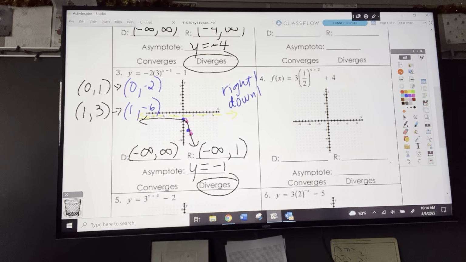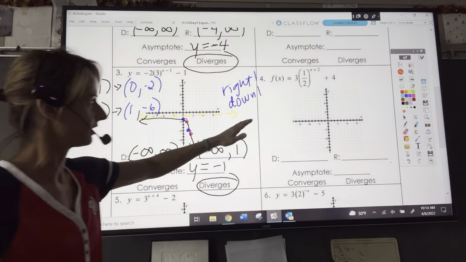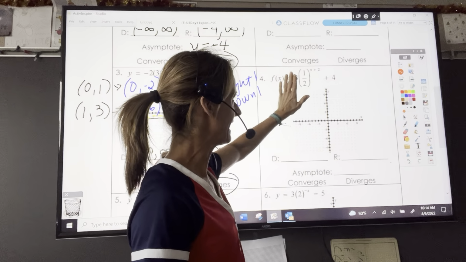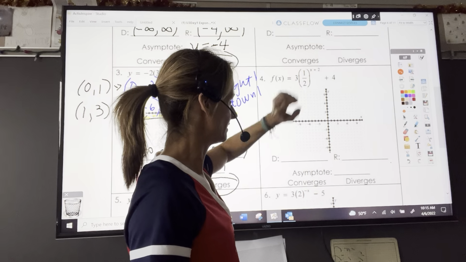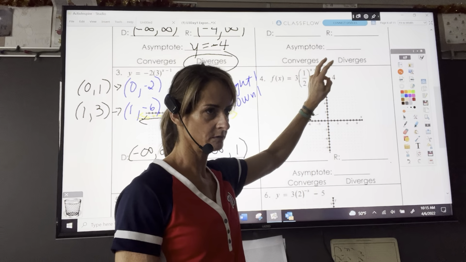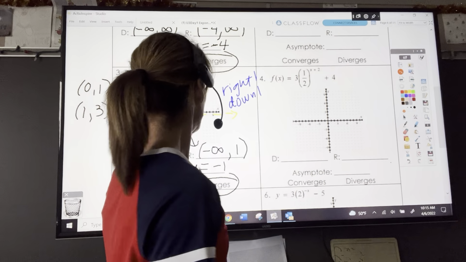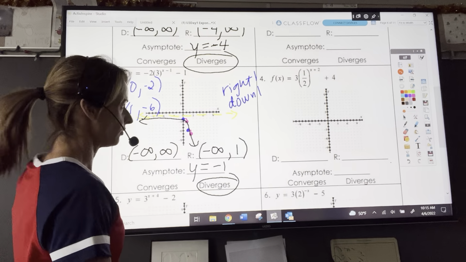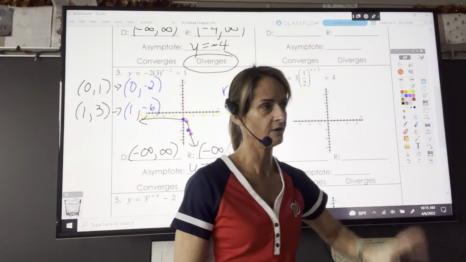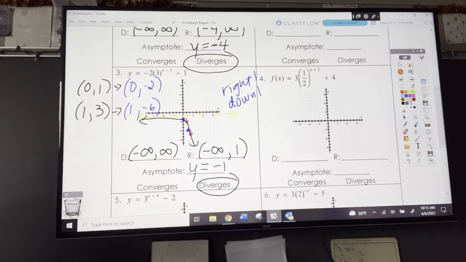Our original points from the parent function, and the parent function for number 4 is y equals 1/2 to the x. If I plug in 0 for that x, anything to the 0 power is going to be 1. So our original point from the other problems, (0, 1), is still going to be (0, 1) for a fraction base.